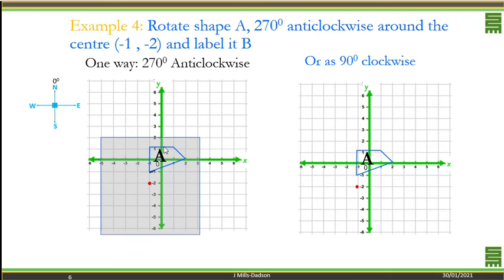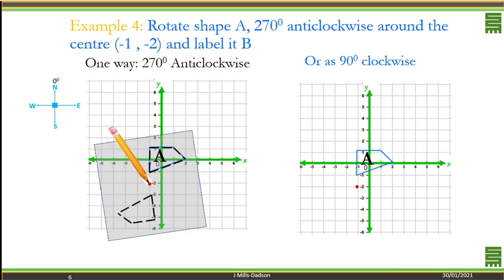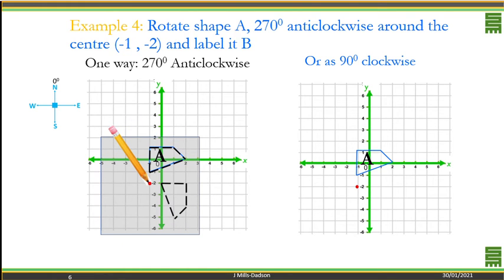So let's trace the shape, and we keep on turning it until the north part faces east. So that's 270 anti-clockwise. So we draw our shape. That's our B.